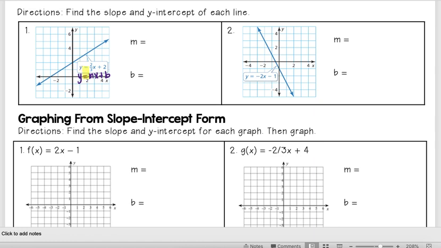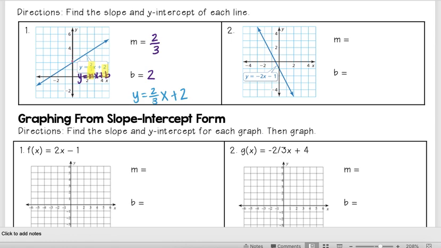And so I see that this 2/3 is in the same position as my m, and this 2 is in the same position as my b. And so that means for this line, my slope is going to be 2/3, and my y-intercept is going to be 2. Again, that's because my equation of this line is y equals 2/3 x plus 2. So my slope is that number in front of x, and my y-intercept is that number that's being added at the end. And you can also tell this from the graph.